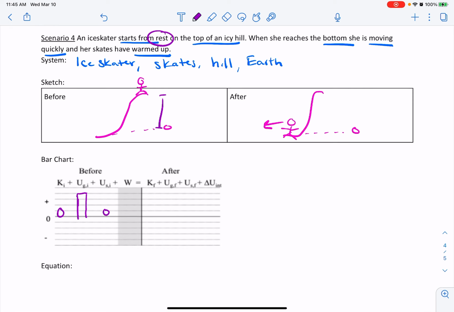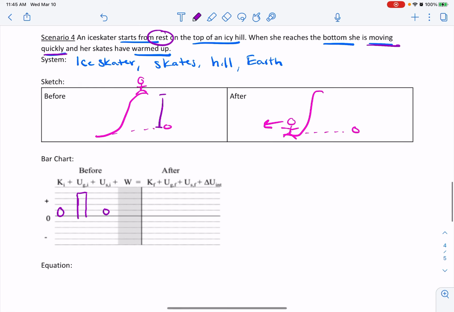Looking at our final state, it says she is moving quickly. If she's moving, that means she has kinetic energy. So I'm going to draw a bar for kinetic. Does it have gravitational? Well, now she's at her lowest point. So at this point, she has no gravitational. So I'm putting a 0 for that. Elastic, still no stretchy objects, nothing stretching or compressing. So putting a 0 for elastic. And it says her skates have warmed up. And that warmed up is a key here that says there is some internal energy change. So I'm gonna put a little bar there for that.